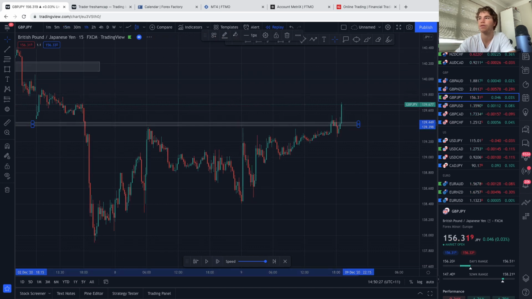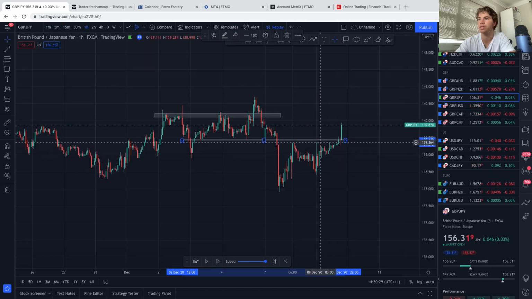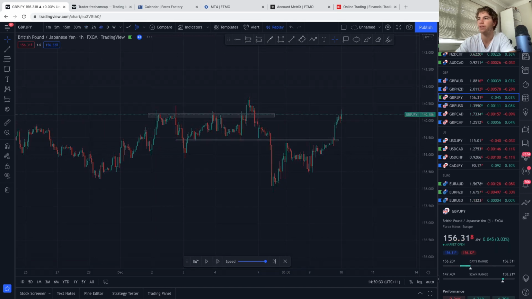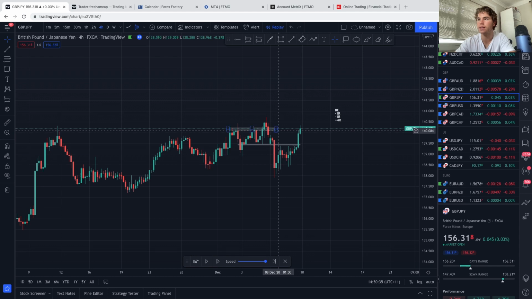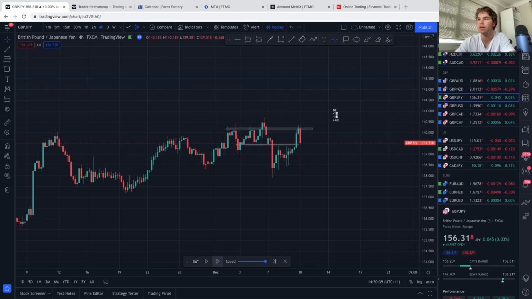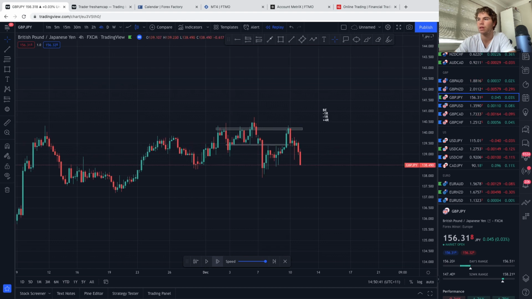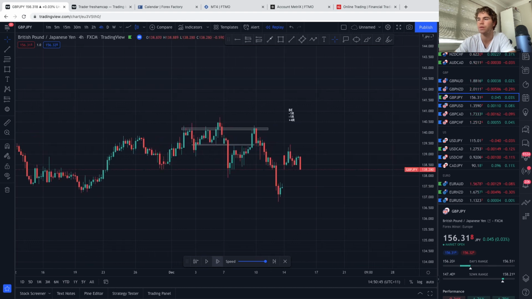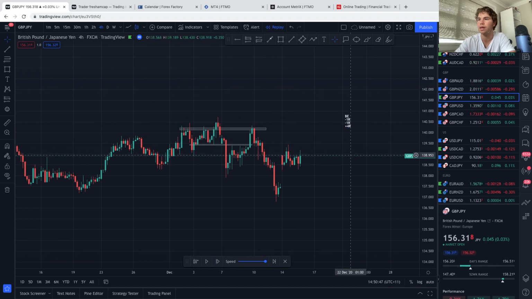No. Okay, flip back to the 1 hour. Didn't get that rejection, so we keep going. Okay, we'll actually go to the 4H again and see if we can potentially break out above this level. Nope. Okay, so we're still just going, wait for some structure to form. Not going to rush into anything over here.